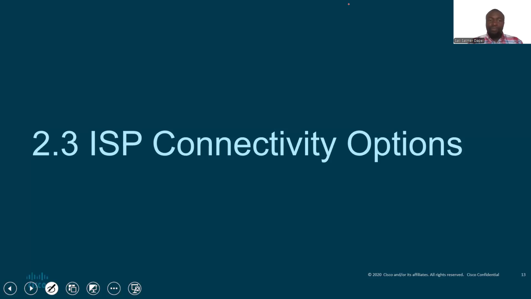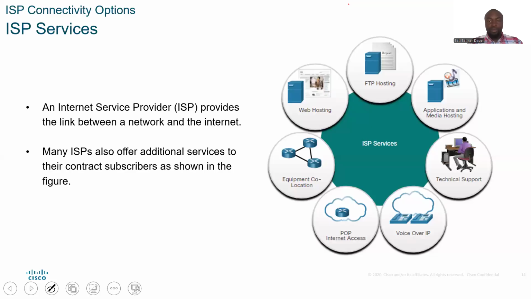All right. Now, let's look at the last component, ISP Connectivity Options. ISP stands for internet service provider. When we say internet service provider, you know, we've been talking about this internet. Where is it? In our last class, we observed that nobody owns the internet. It's just an interconnection of different networks around the globe.